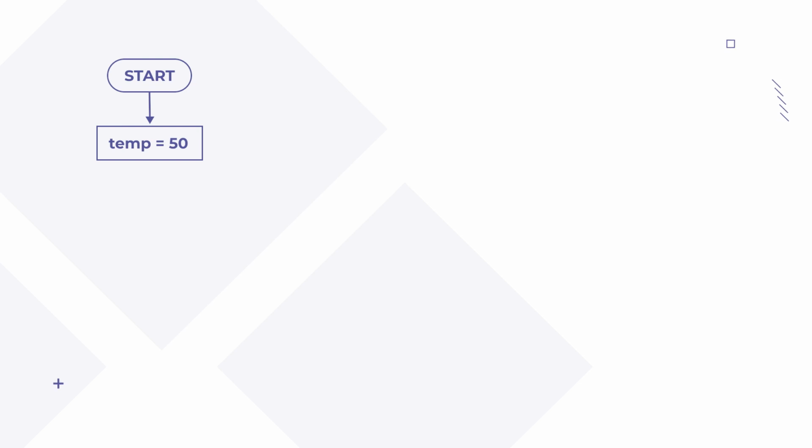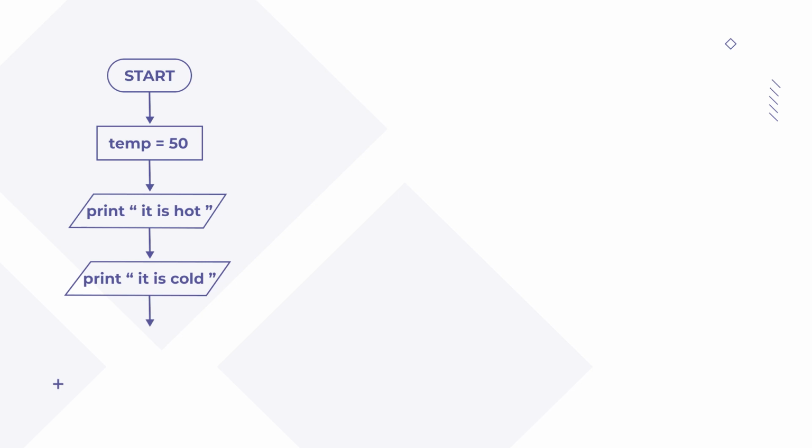After this we need to print "it is hot", and this is the output instruction, so we have to use the parallelogram. We need to use the standard symbol so everyone should be able to understand what each and every instruction means. "It is cold", and then let's end the flowchart.